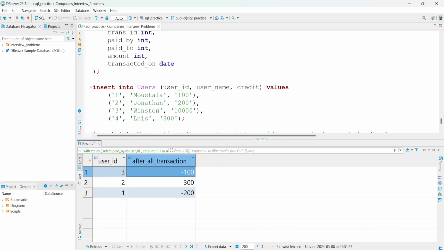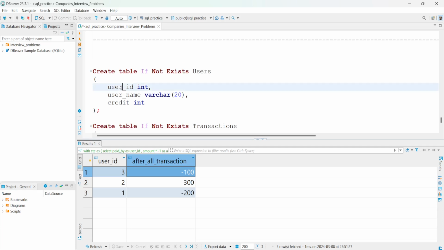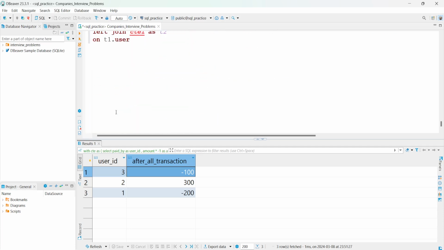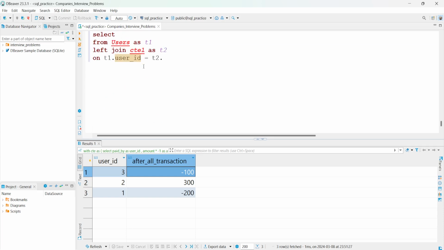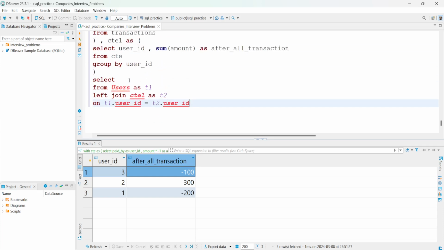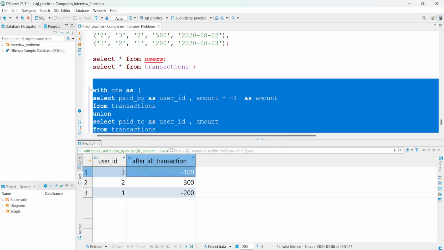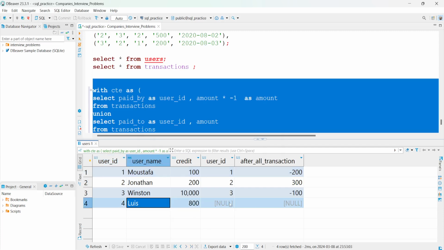So from t1 we have the user ID column, right? So we can paste it over here. User ID is equal to t2 dot user ID, right? So on this column we can do this, and let me print everything from both tables: t1 dot star, t2 dot star. We could have written star also. That's fine. Okay, so we have everything, but you can see here, since we don't have a record in the right table for this record, that's why we have null over here.